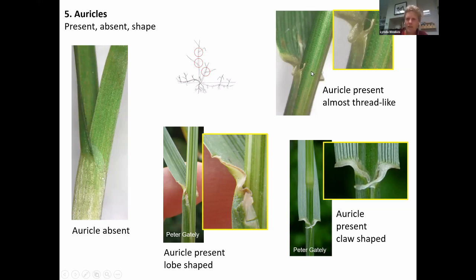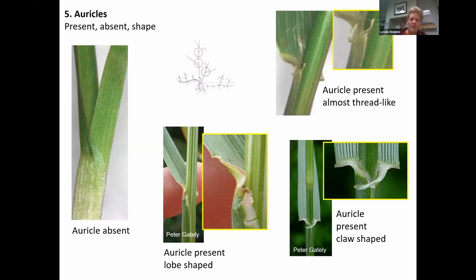Have a look at this. This is another one that, if you looked with the naked eye, you'd say, no, it doesn't have auricles. But look very, very closely. This little thing here is the auricle. It's teeny tiny. It's like a little thread. So that is an auricle. So again, it's getting up really, really close. And you can see there's a little bend in it here as well. So just getting used to different shaped auricles.